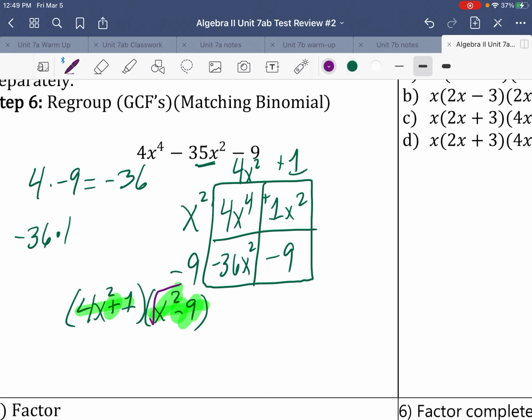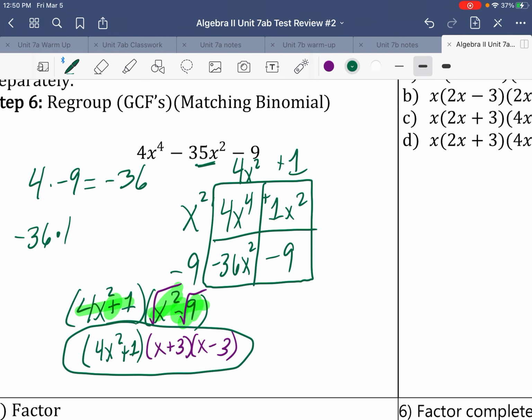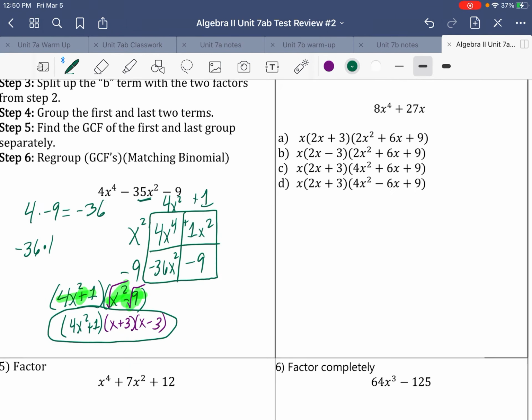So we have square root of x squared is x. So in both binomials, you have the first term is x. Square root of 9 is 3, so it'll be 3. And then one of the factors is plus, one is a minus. And that is the difference of squares. And the first factor, 4x squared plus 1, that does not work because of the plus. So there has to be a subtraction, hence the difference of squares.